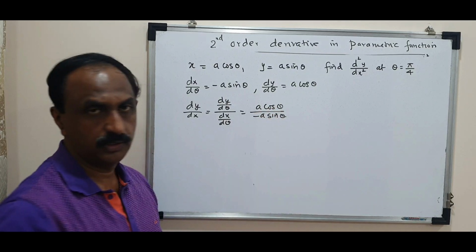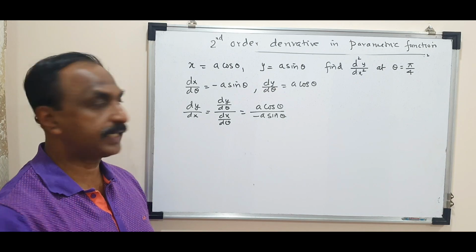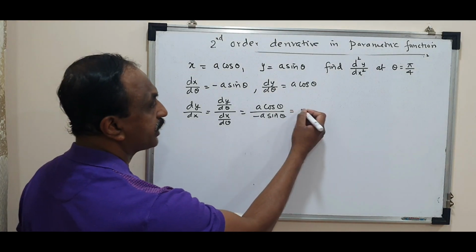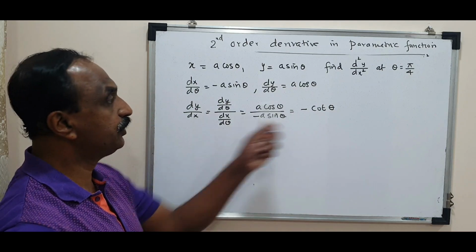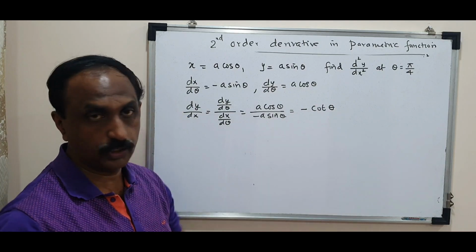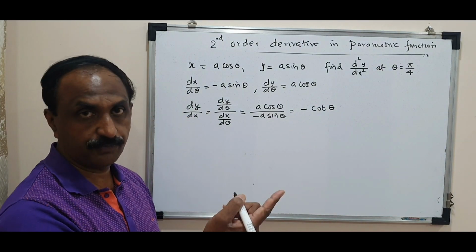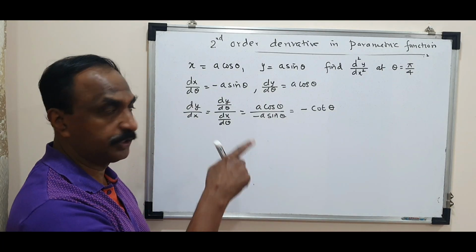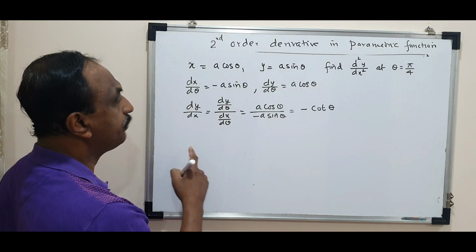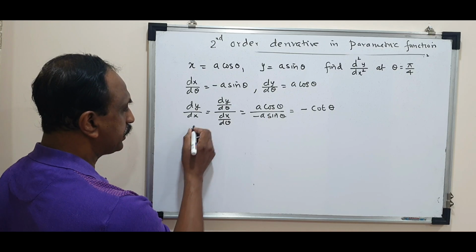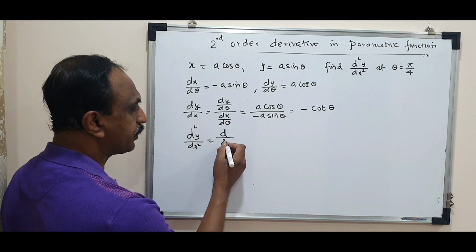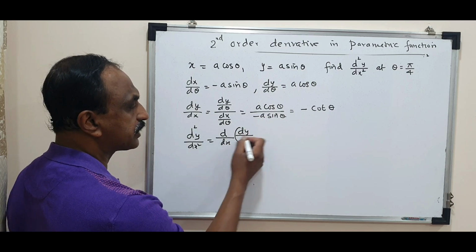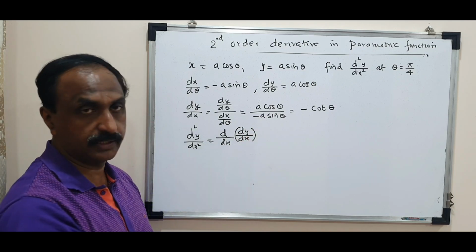As I told you, after the first derivative, you must make it as small as possible. So I can write it as minus cot theta. This is the first derivative. Do not replace theta as pi by 4 in this place. You need to find the second order derivative, and then replace. Now we come to the second order derivative, d2y by dx2. It is the derivative's derivative. And every time I am writing this step, please do not forget to write this step.